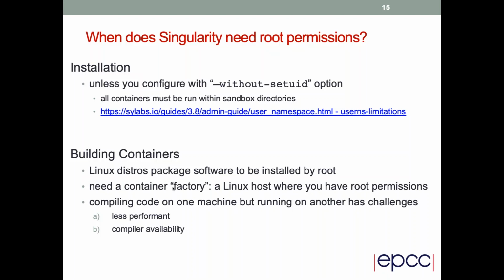Because of this restriction, you would set up a container factory somewhere where you have root access, and then you can compile your code at the factory. But then you have the drawback that when you're compiling your code on a platform that is separate to where the code will actually run, it's harder to make sure that code will run in a performant manner. You also may have issues with compiler availability. If it's a GNU compiler, then that's fine. But if it's something like Intel or Cray, there may be license restrictions there.